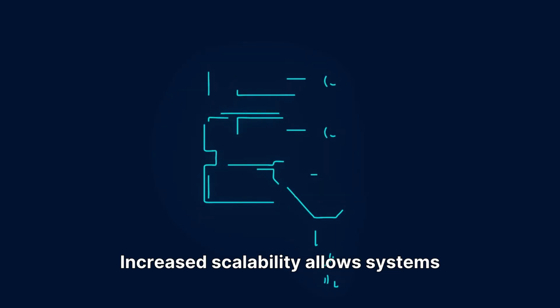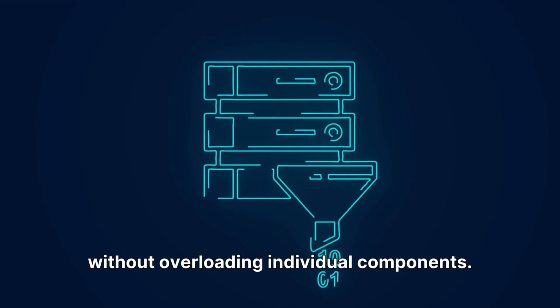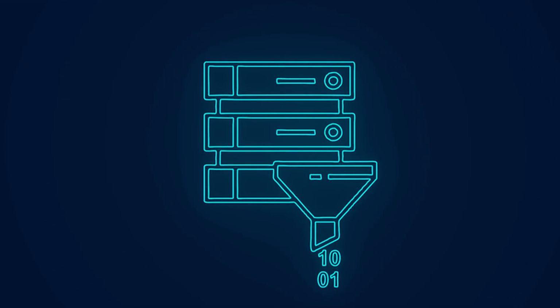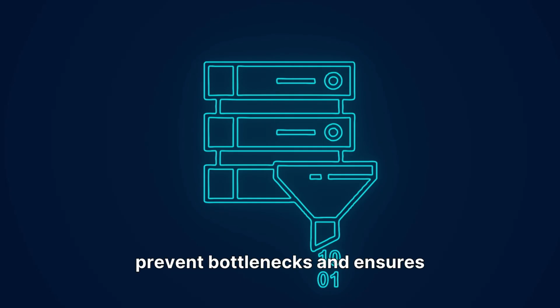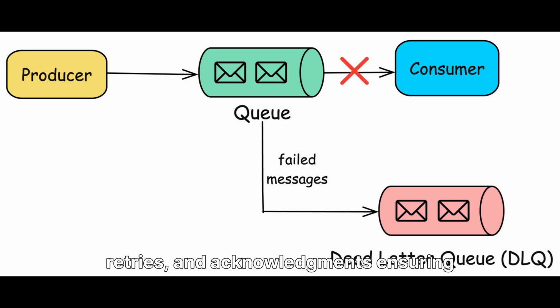Increased scalability allows systems to manage large volumes of messages and users without overloading individual components. By distributing the workload, the pub/sub pattern helps prevent bottlenecks and ensures smooth operation even under heavy load. Reliability is built in, with features like message durability, retries, and acknowledgements ensuring dependable communication. These mechanisms guarantee that messages are not lost and are processed correctly, even in the face of temporary network issues or component failures.